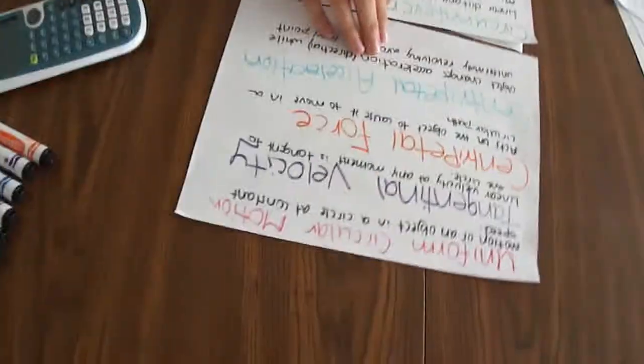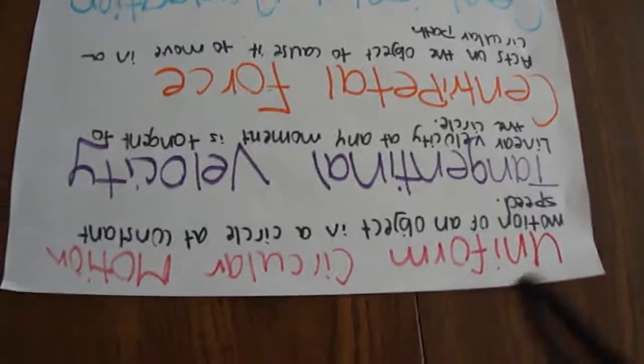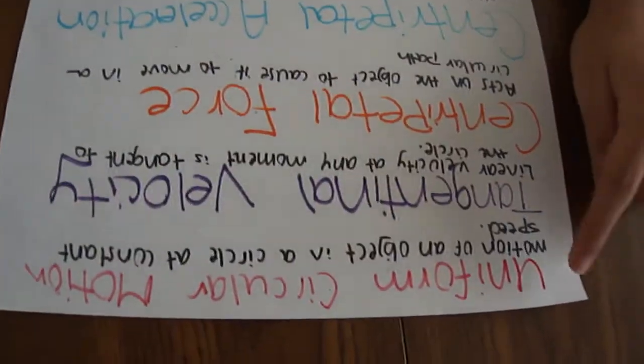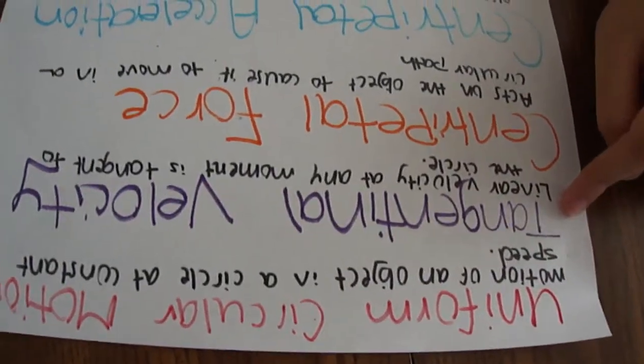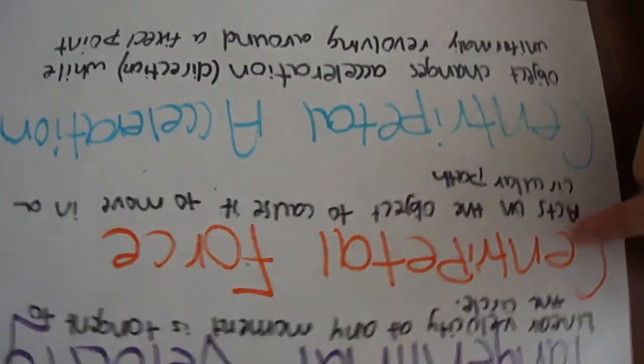Today we're going to start by reviewing some terms that are going to be repeated constantly throughout this presentation. Uniform circular motion, tangential velocity, centripetal force, centripetal acceleration, and circumference.